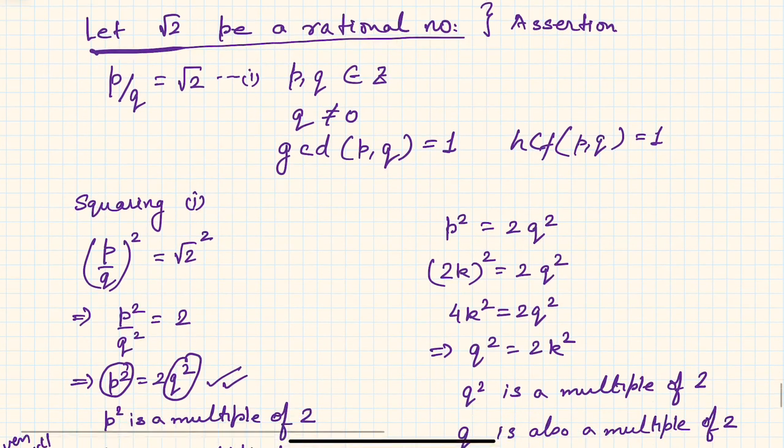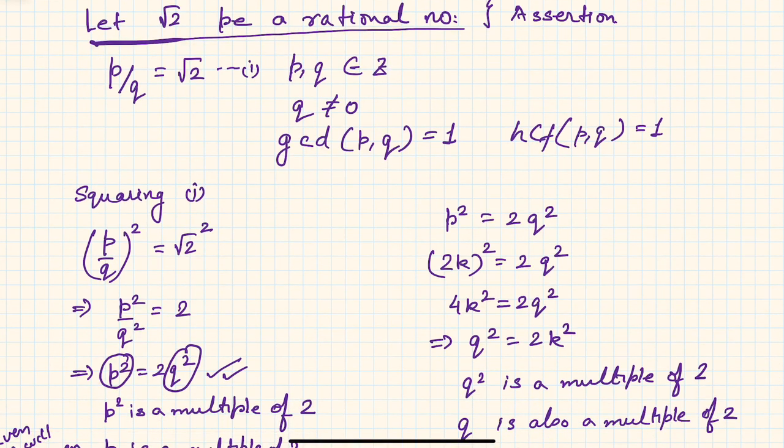The same kind of methodology can be used to prove root 3, root 7, root 11, whatever, likewise to be an irrational number. I hope you understood the methodology.